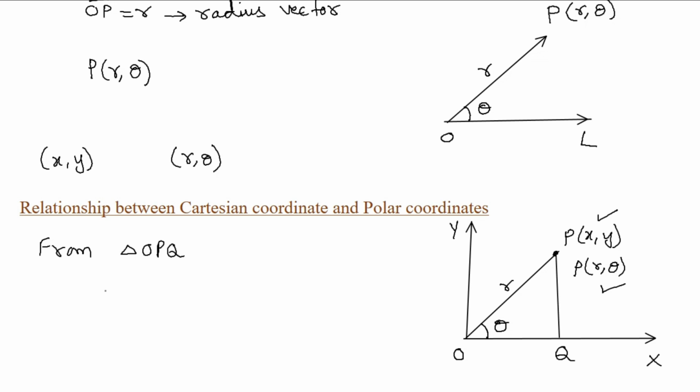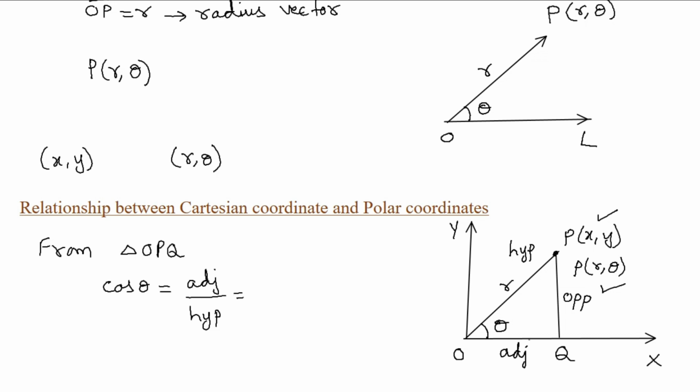Let me consider the cos theta value. The basic formula for cos theta, suppose we are considering this theta, this will be the opposite side, and with respect to this theta, this will be the adjacent side, and OP represents the hypotenuse. So the basic formula for cos theta is nothing but adjacent by hypotenuse.